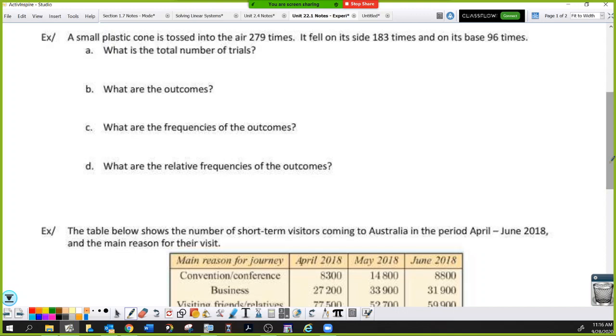In theory, it would, but experimental probability is what did you actually observe happening? A small plastic cone is tossed into the air 279 times. It falls on its side 183 times and on its base, meaning the circle, 96 times.